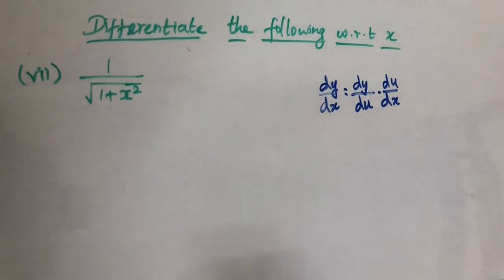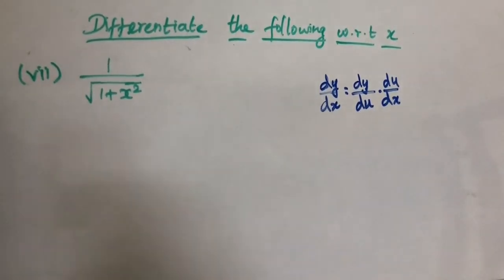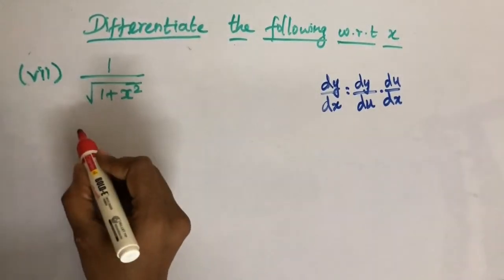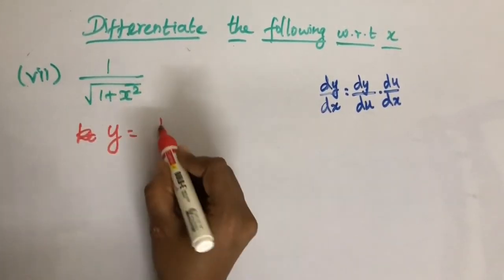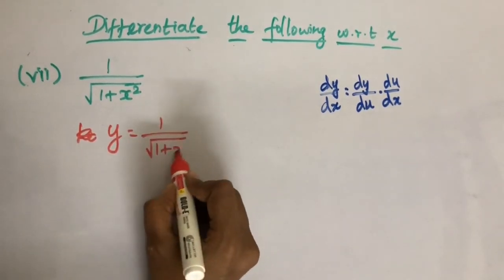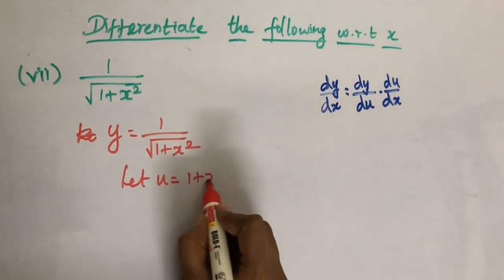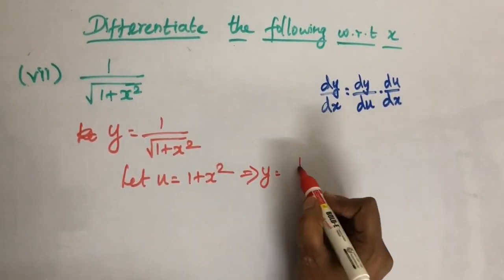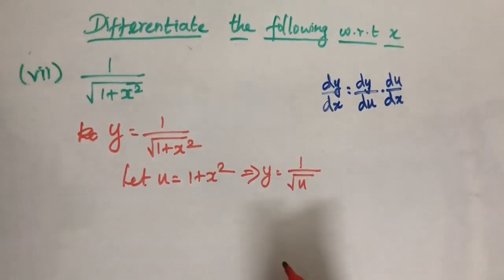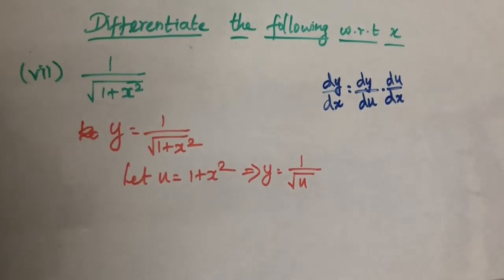So, the 7th one, 1 divided by square root of 1 plus x square. We have to differentiate this. So, y is equal to 1 divided by square root of 1 plus x square. Let u is equal to 1 plus x square. That implies y is equal to 1 divided by square root of u. What we have to find? dy by du into du by dx.